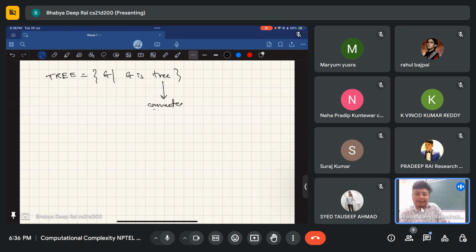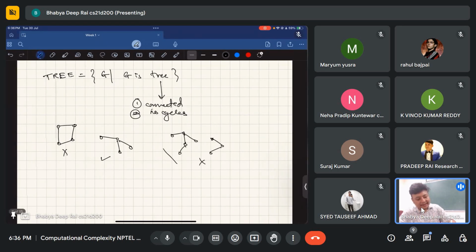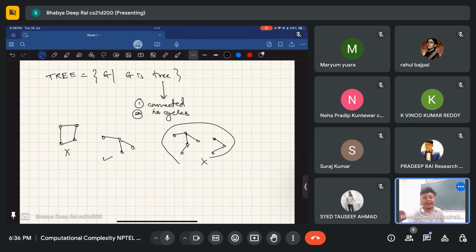Connected. So we already saw what connected is. And next is no cycles. So for example, this is not a tree. This is a tree. This is not a tree. This is in fact called a forest. It is a union of multiple trees. And you want all these kinds of graphs. So this is an interesting thing.